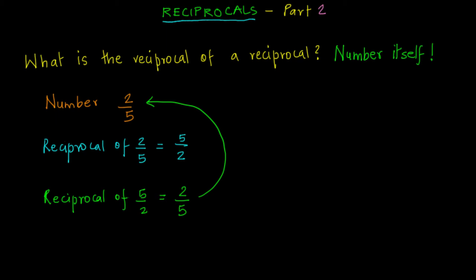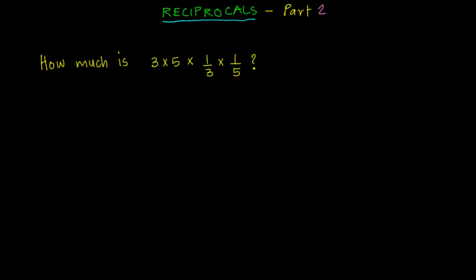Let's now look at another property of reciprocals. So here is a question. How much is 3 times 5 times 1/3 times 1/5? Now the way we would do it is we first multiply 3 times 5, that's 15. And the way we multiply the two fractions is by multiplying the numerators and multiplying the denominators. So this is 1 times 1 over 3 times 5, which is equal to 15 times 1 over 15. And since 15 and 1/15 are reciprocals of each other, the product is 1.